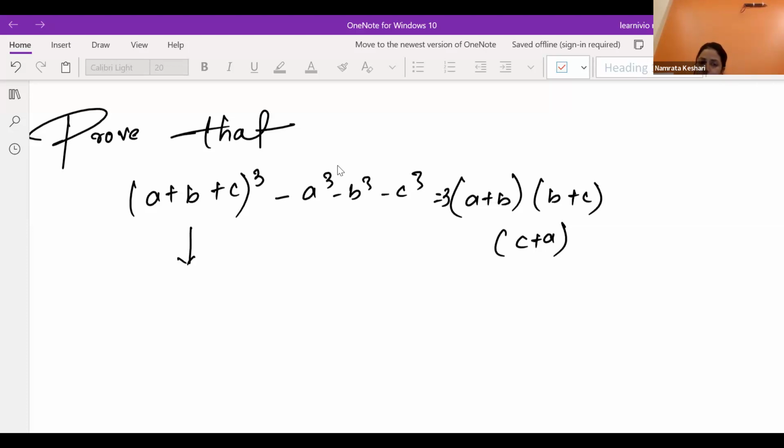But that formula was about this one. I cannot hear anyone trying to say anything.